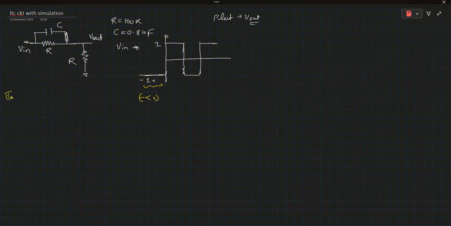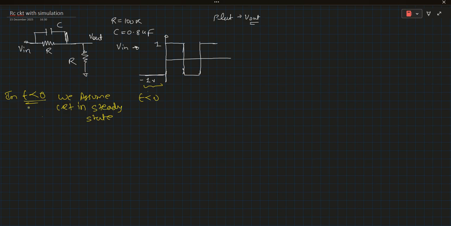In the t less than 0 time frame, we assume the circuit is in steady state. Actually, this is a tricky question. If you do it by yourself, then it is good. Otherwise, no problem, I am here for the solution.